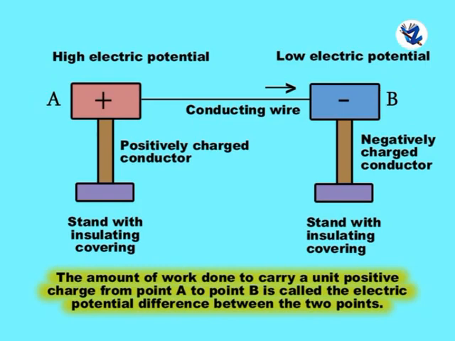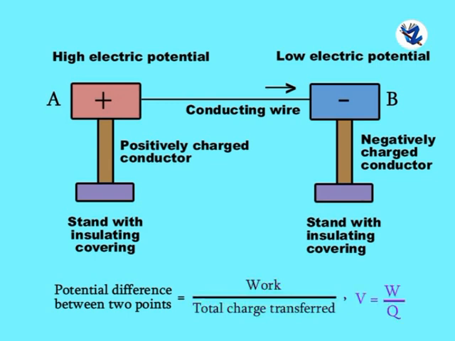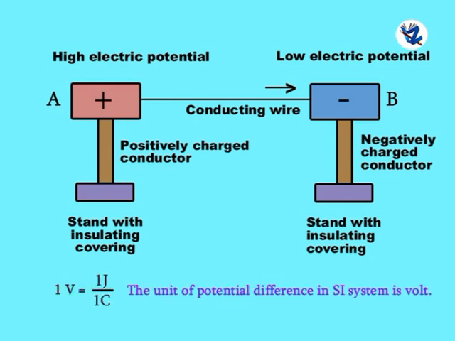The amount of work done to carry a unit positive charge from point A to point B is called the electric potential difference between the 2 points. Potential difference between 2 points is equal to work upon total charge transferred. So V is equal to W upon Q. So 1 V is equal to 1 joule upon 1 C. The unit of potential difference in SI system is a volt.